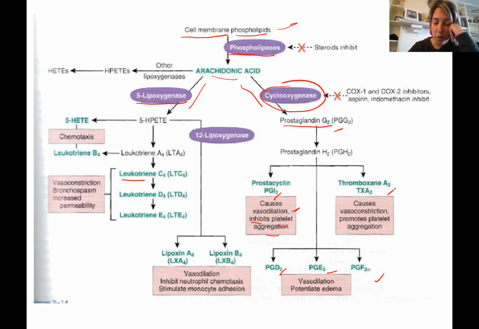Thromboxane A2, on the other hand, is going to cause vasoconstriction and is going to promote platelet aggregation. So in the very beginning of, say, a cut, this comes in very handy, because you need an initial vasoconstriction in the area to stop the bleeding, and you need a clot to form so the bleeding can stop. So thromboxane A2 is going to lead to vasoconstriction and then promote platelet aggregation.